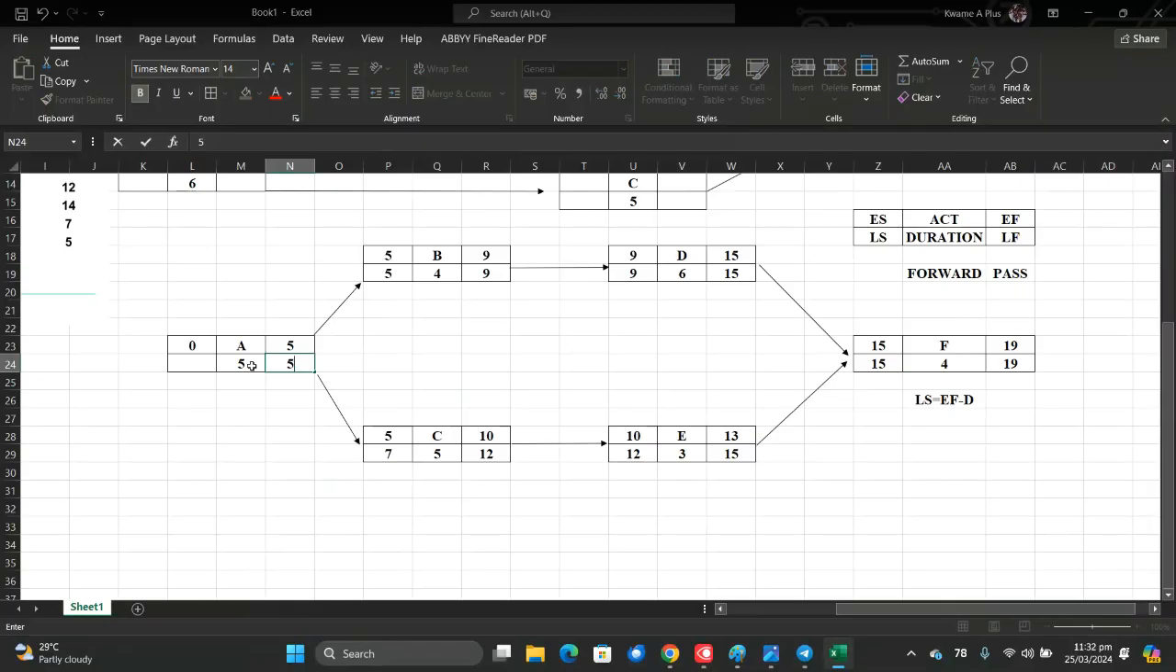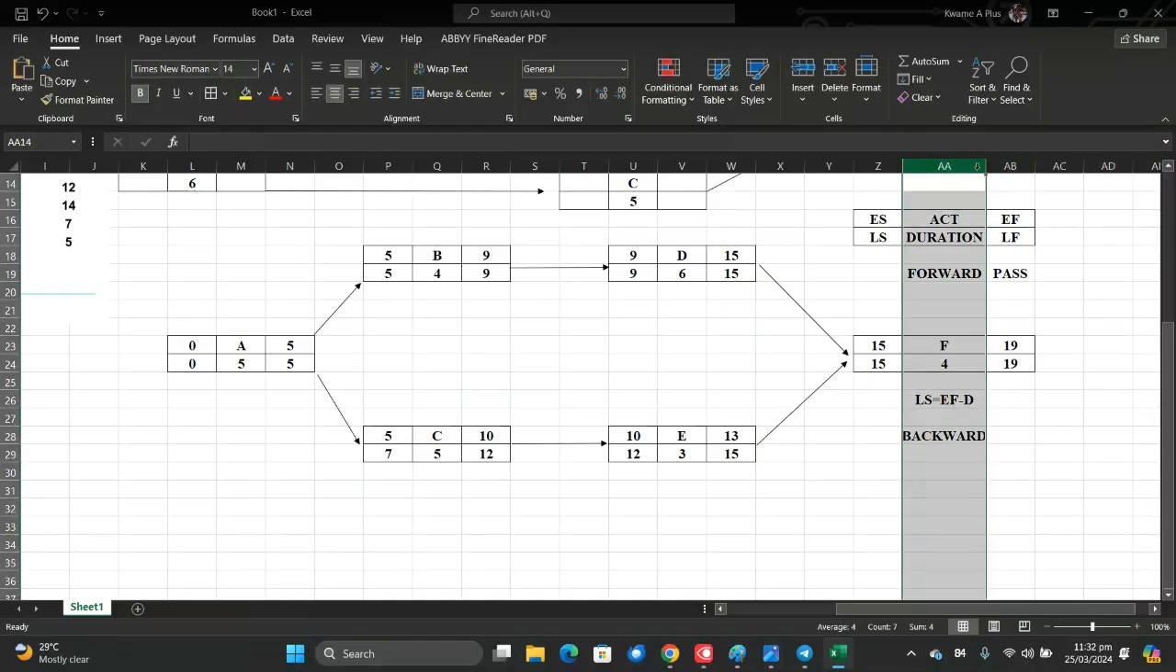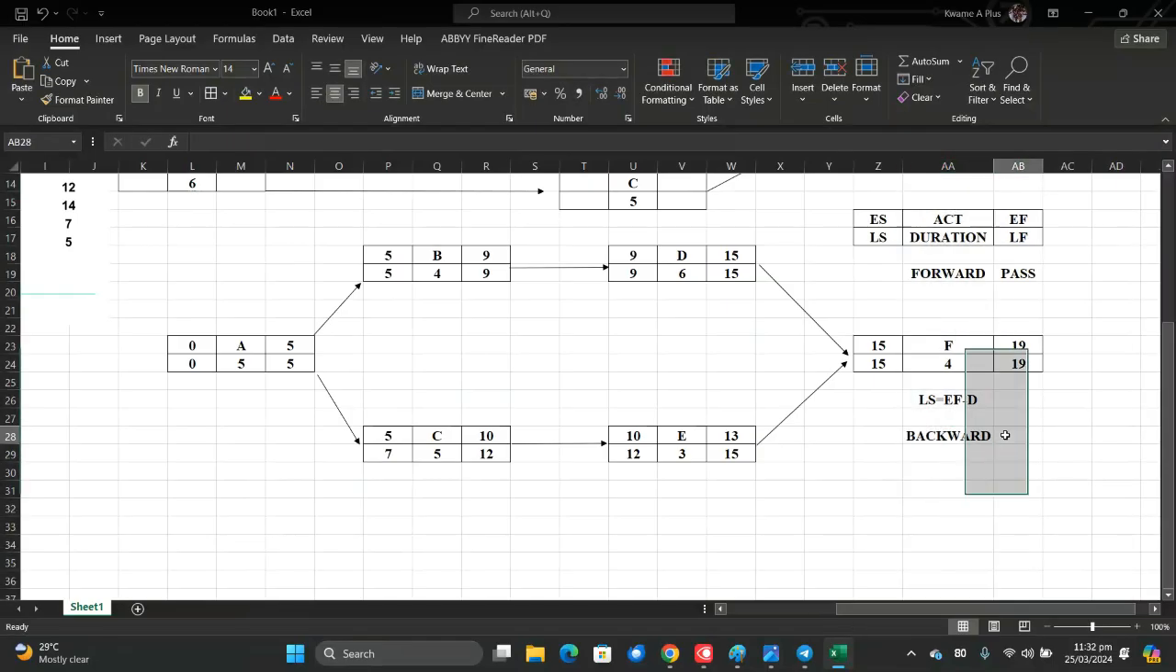5 minus 5 is 0. So we've also done the backward pass. This is the backward pass.